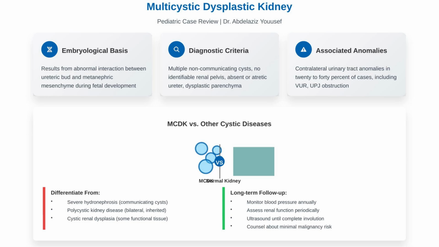It's crucial to differentiate MCDK from severe hydronephrosis, which shows communicating cysts, and polycystic kidney disease, which is typically bilateral and inherited. Associated contralateral urinary tract anomalies occur in 20 to 40% of cases, including vesicoureteral reflux and ureteropelvic junction obstruction. Long-term follow-up includes annual blood pressure monitoring, periodic renal function assessment, and ultrasound until complete involution. The prognosis is excellent with conservative management, and the risk of malignancy is extremely low, less than 1%.